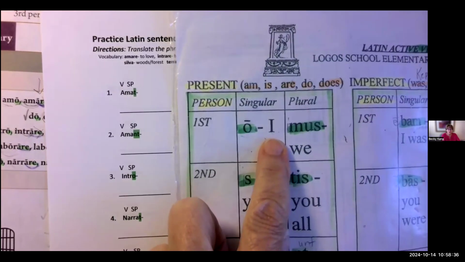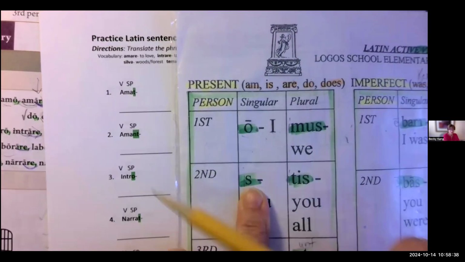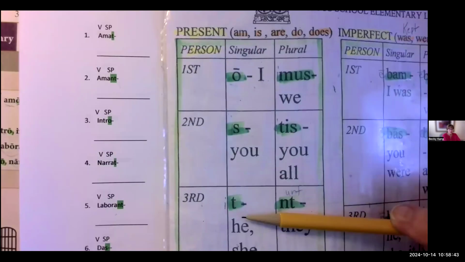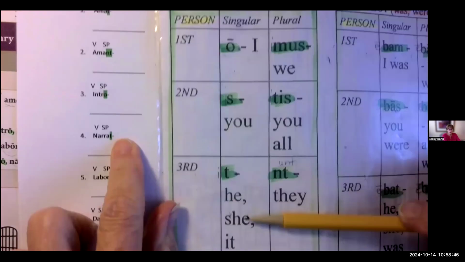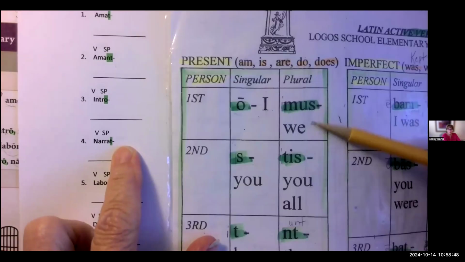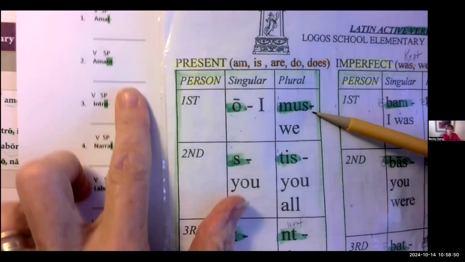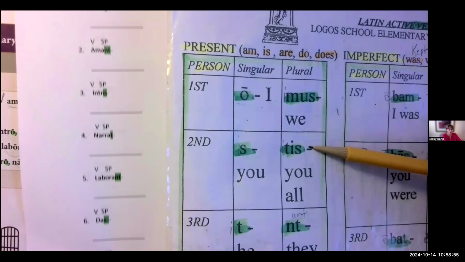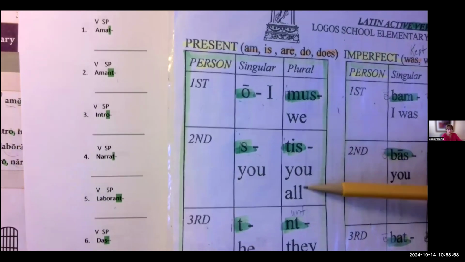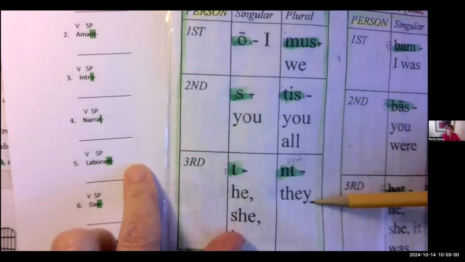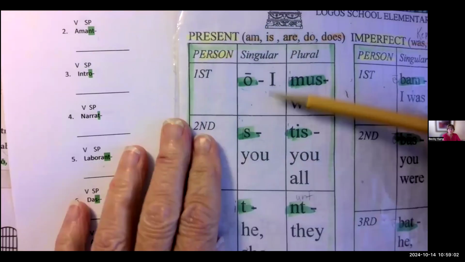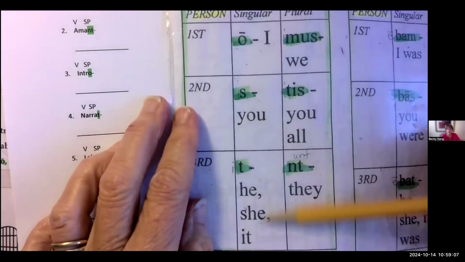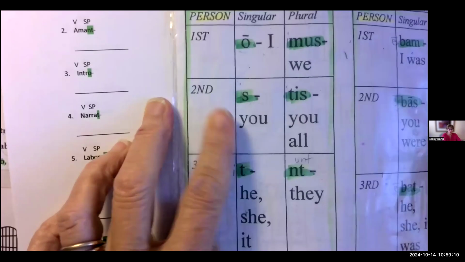That's the subject pronoun. When you see S on the end, it means you. When you see T on the end, it means he, she, or it. You choose. When you see mus on the end, it means we. If you see tis on the end, it means you all. If you see nt on the end, it means they. So these are your subject pronouns. There are 7 subject pronouns that are easy as can be. I and we, he and she, it and they and you. These are the subject pronouns you're going to be using.